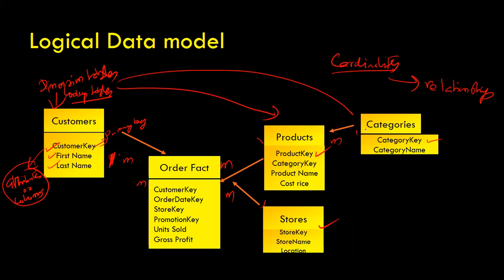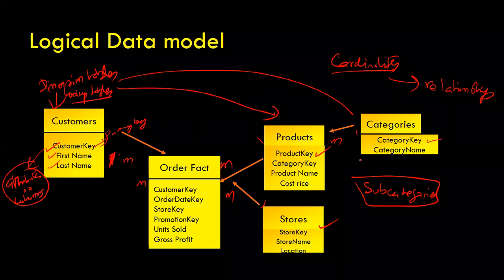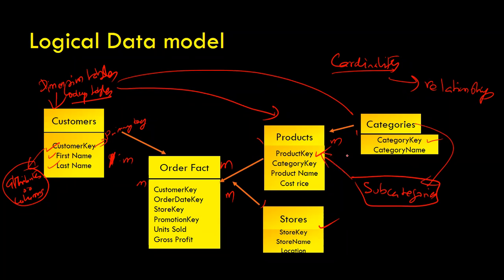Each product will fall under one category only. You cannot say a single product can fall under more than one category. We don't say that, right? So if that kind of situation arises, we will create another table called subcategories. The subcategories table will be linked with the categories table, and the subcategories will be linked with the products table.